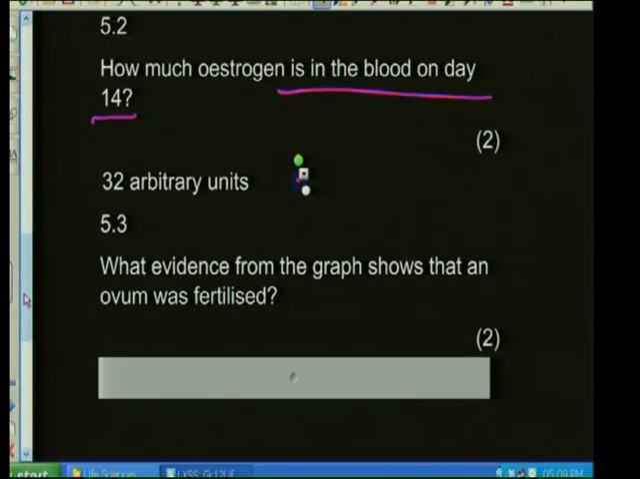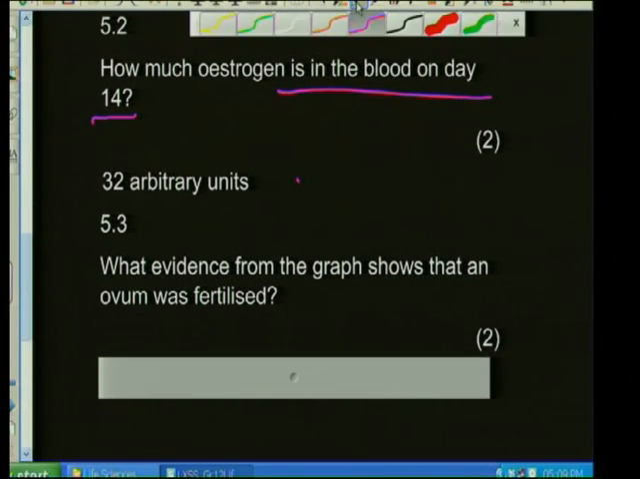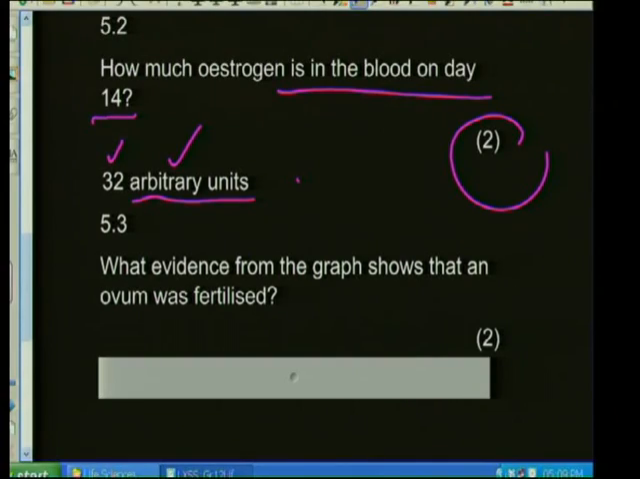32 arbitrary units. Notice you're giving the unit as well. This unit is arbitrary units. If it was percentage, you would say percentage and so on, because there is 2 marks there. They will give you 1 for that and 1 for the unit. So in a case like that, even if your answer was wrong and you used the right unit, you would have got 1 mark at least. 1 out of 2 is 50%.